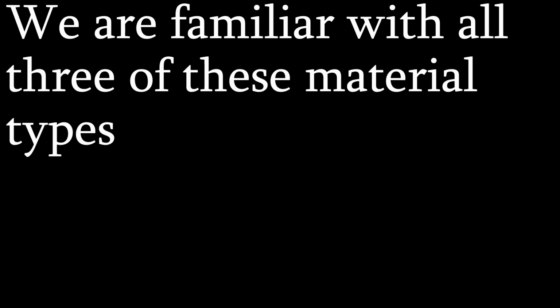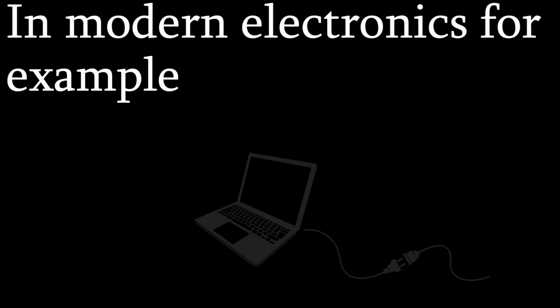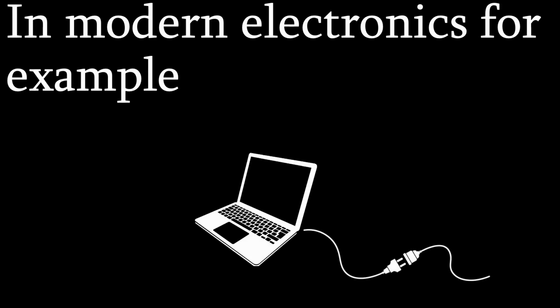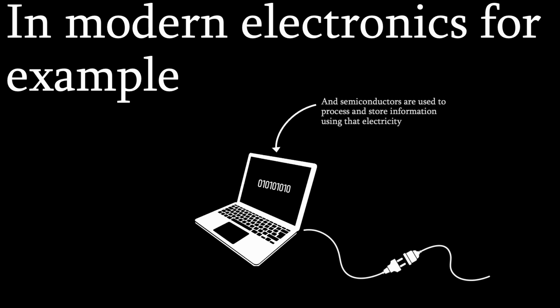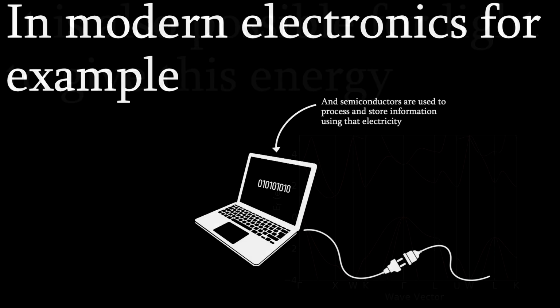We are familiar with all three of these material types. In modern electronics, for example, metals are used to deliver electricity. Insulators are used to protect you from the electricity, and semiconductors are used to process and store information using that electricity.